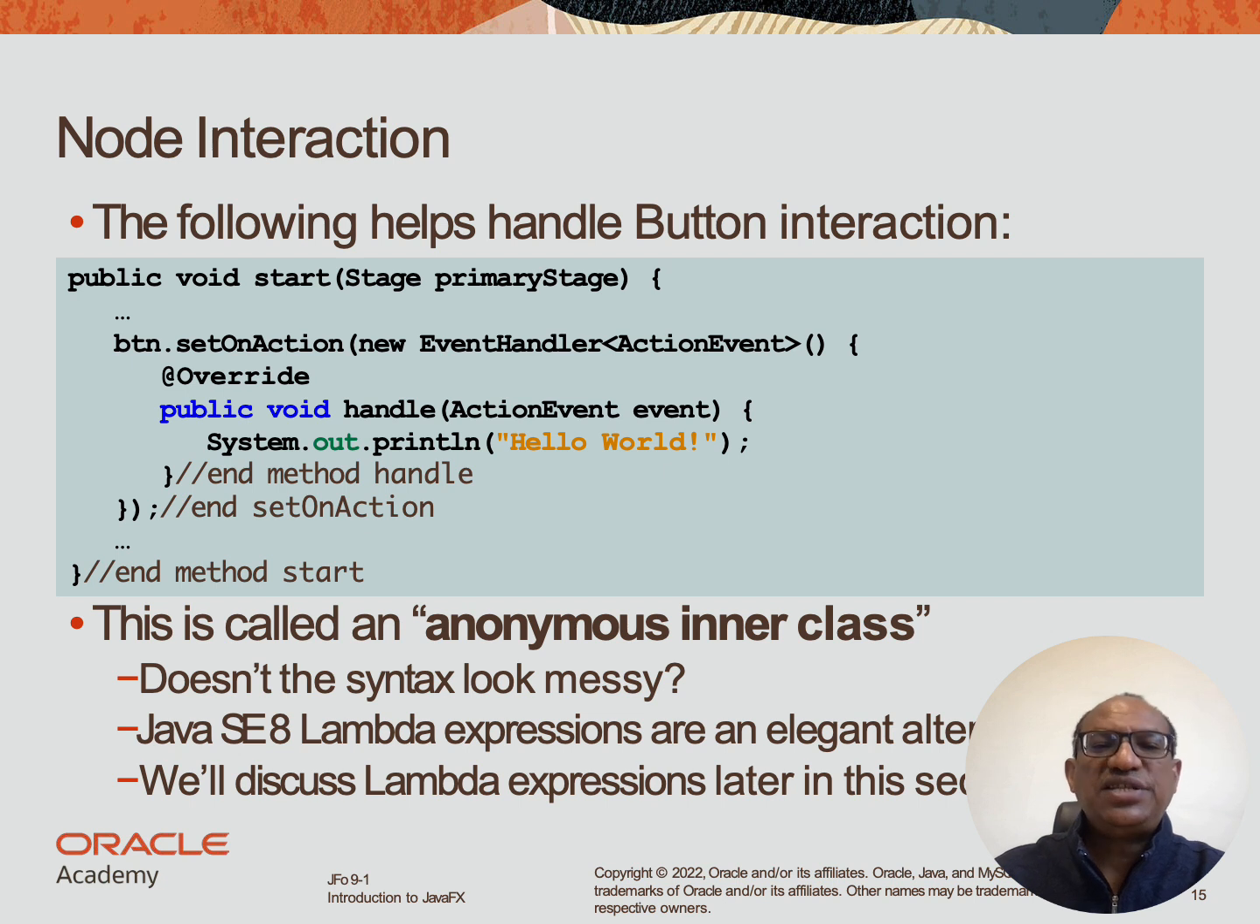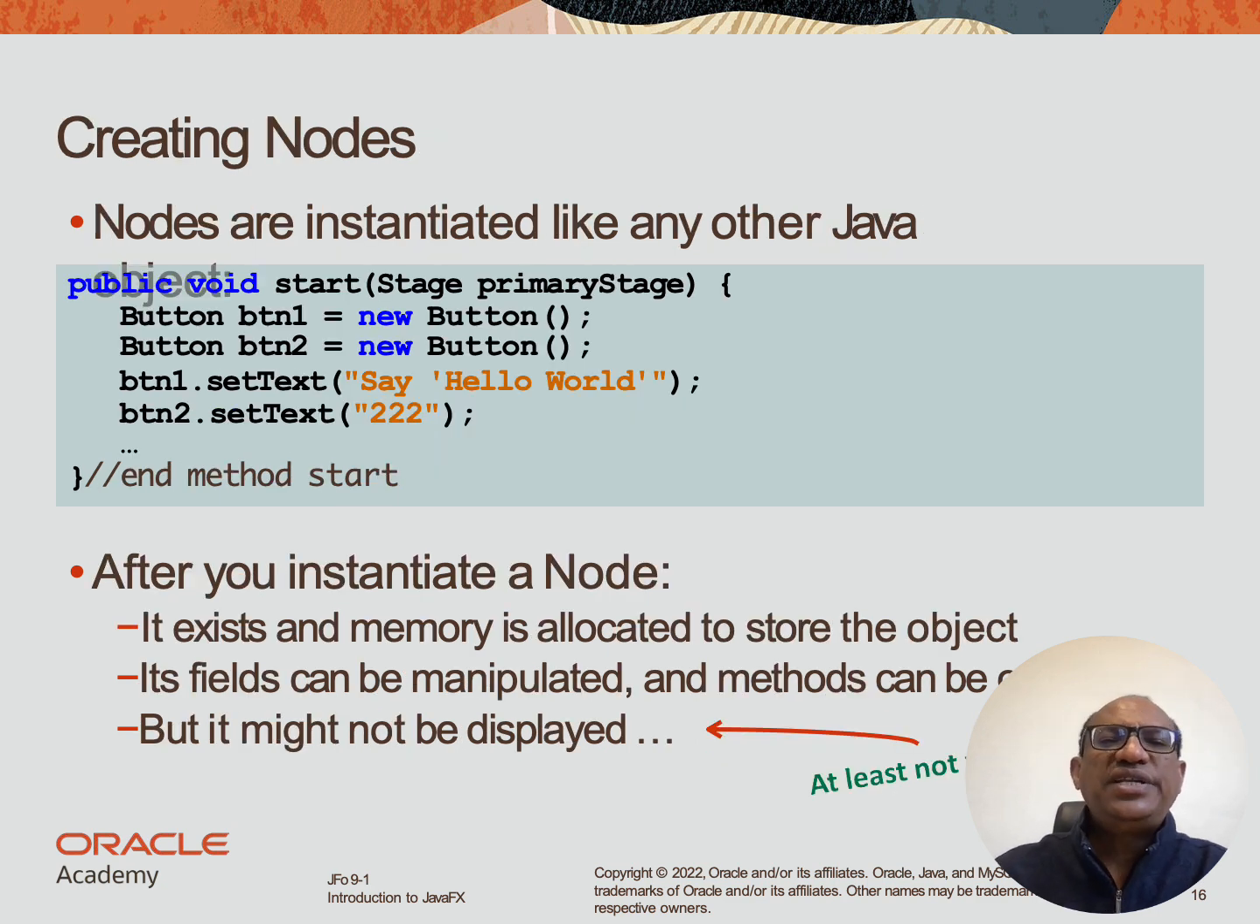What happens when a button is clicked? Java uses an event handler, which is often written as an anonymous inner class. Yes, it looks a little clunky. Later on, we'll see how to clean it up with lambda expressions. Creating a node like a button is simple. Button btn1 assign new Button. btn1.setText hello.